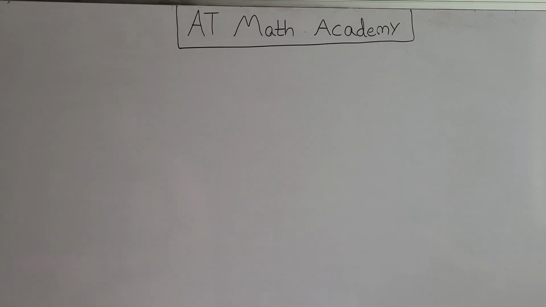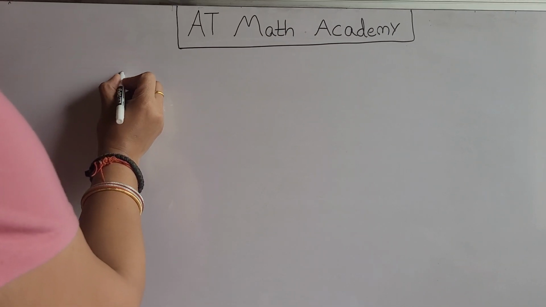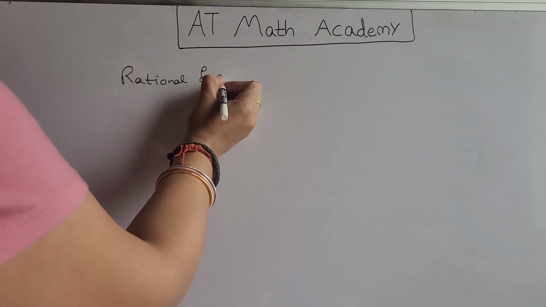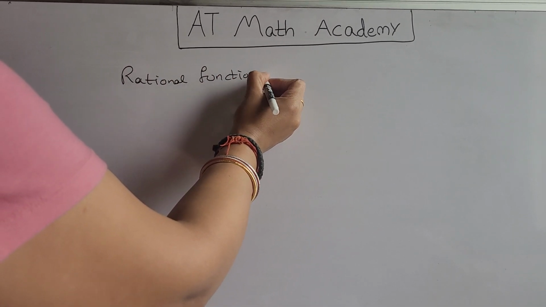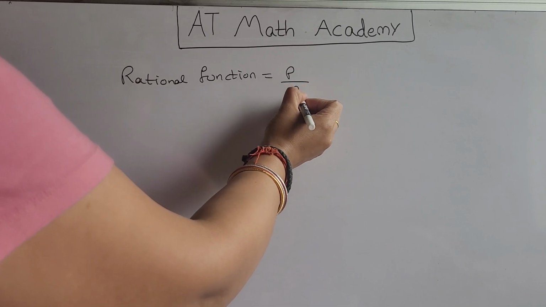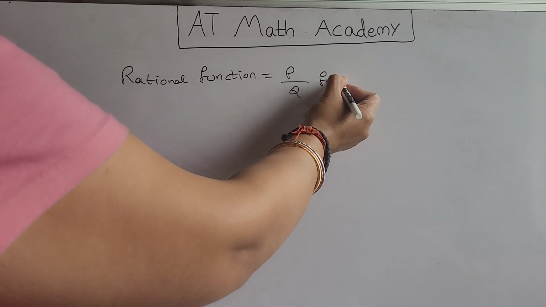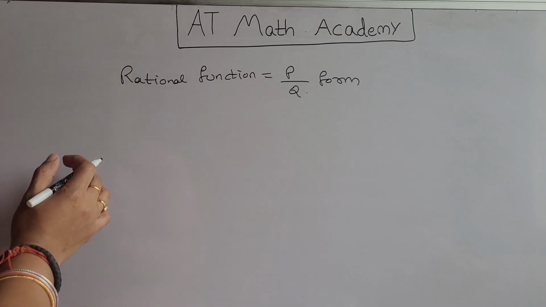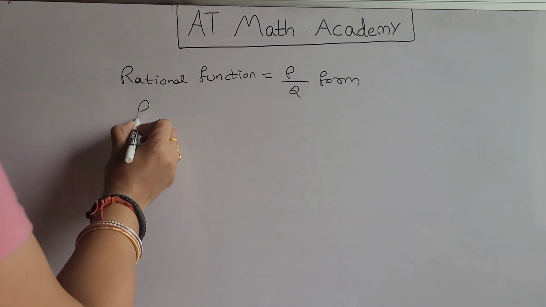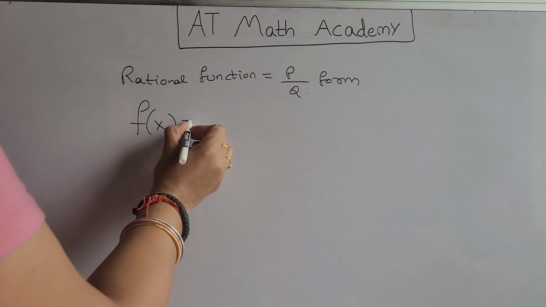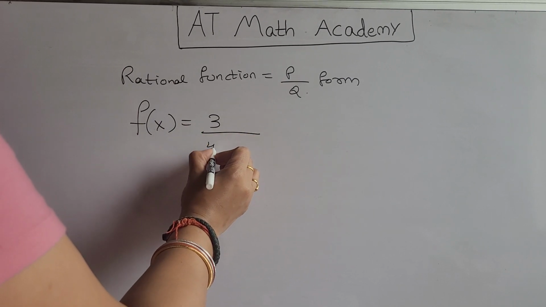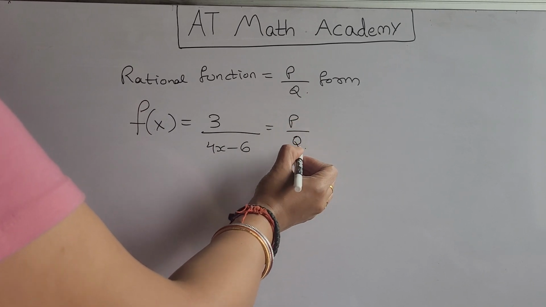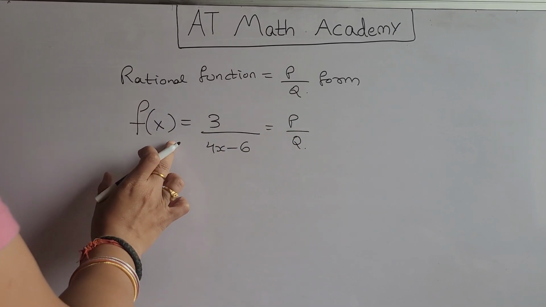Topic for today is rational functions. So rational functions are the functions which are of the form P by Q. So anything of the form P by Q is called a rational function. And here I'm going to show you a function f of x is equal to 3 by 4x minus 6. So this is of the form P by Q, which is numerator by denominator. So it is a rational function.